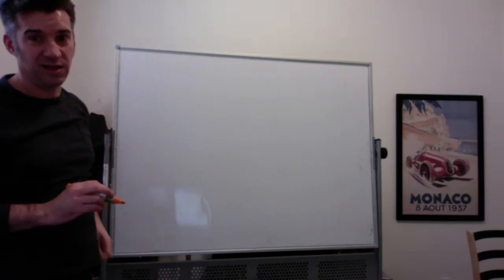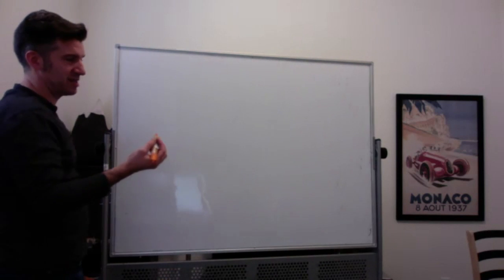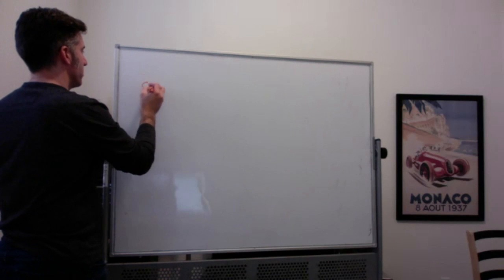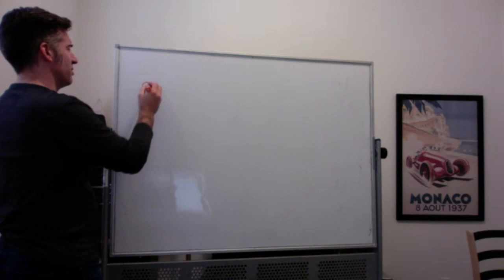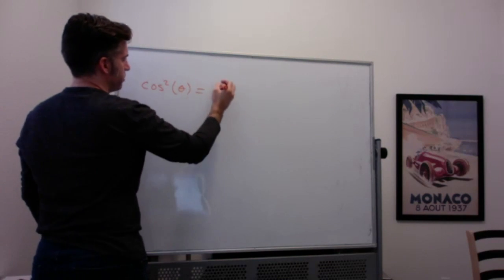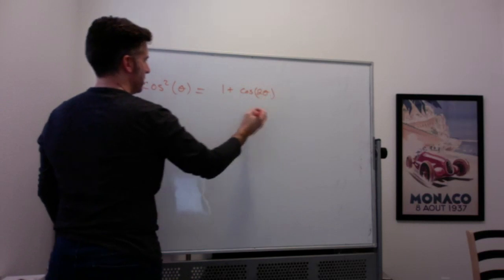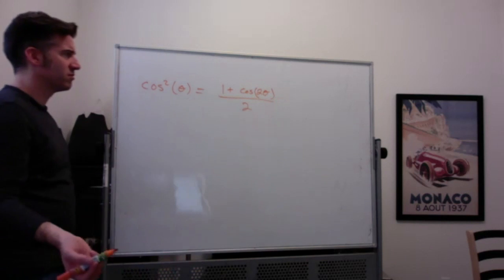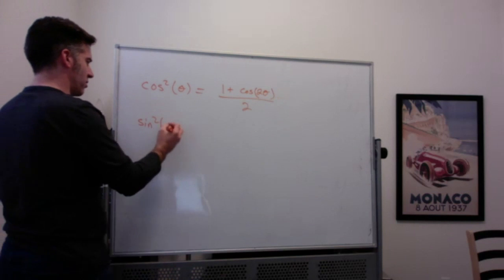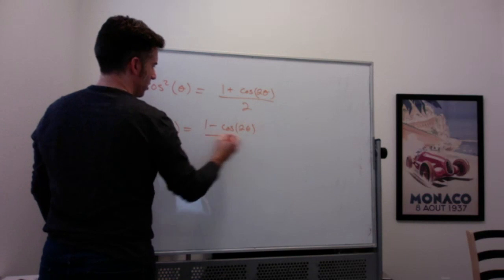So here's the thing we need to know. We need a trig identity. We have some half angle identities. I usually write them this way: cosine squared of an angle is equal to 1 plus cosine of twice the angle over 2. And there's also a sine one: sine squared of an angle equals 1 minus cosine of twice that angle over 2.